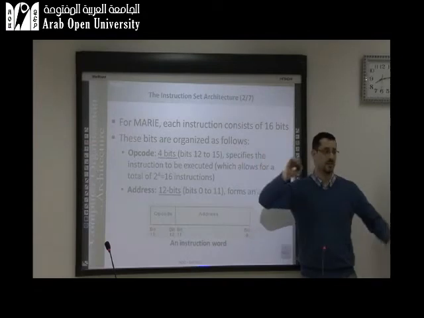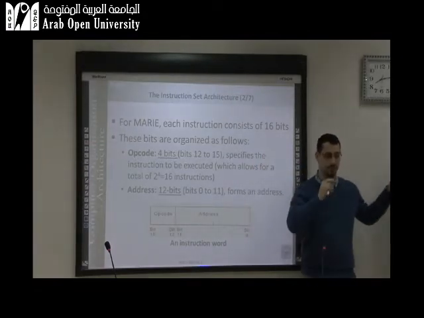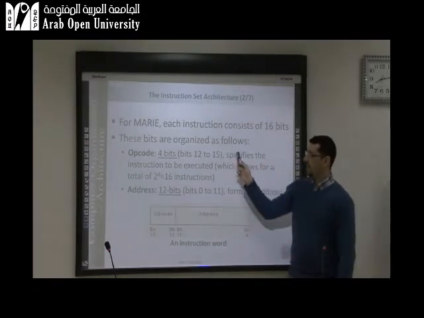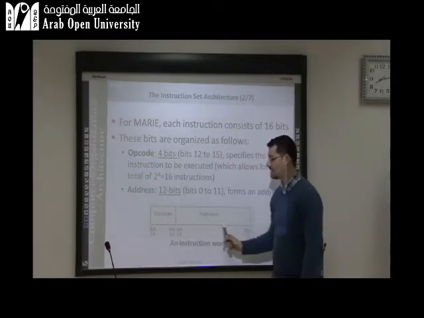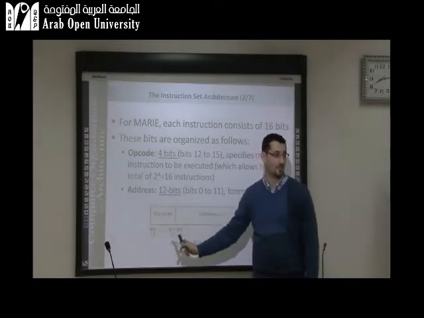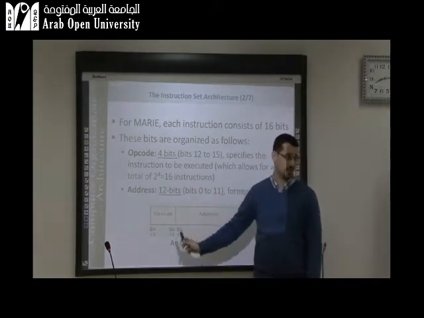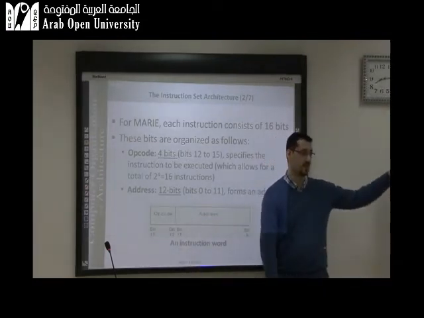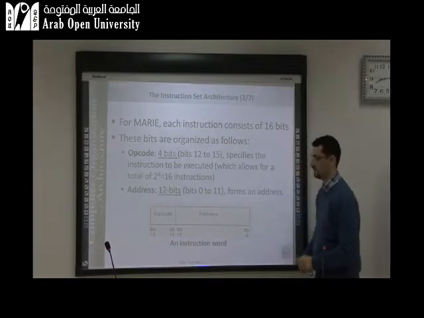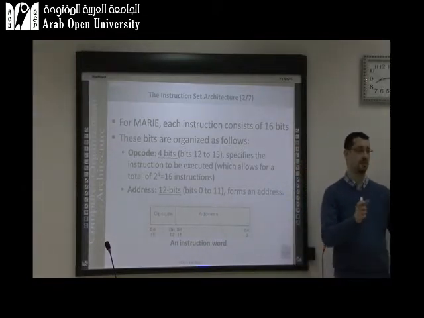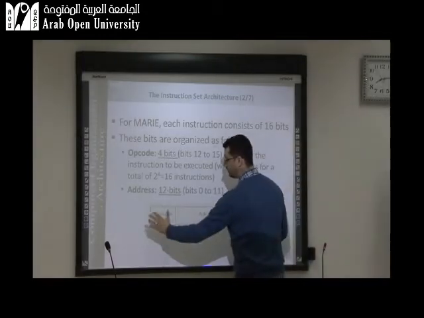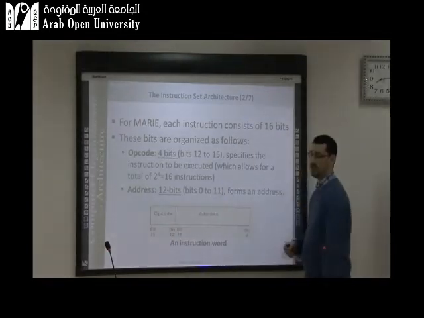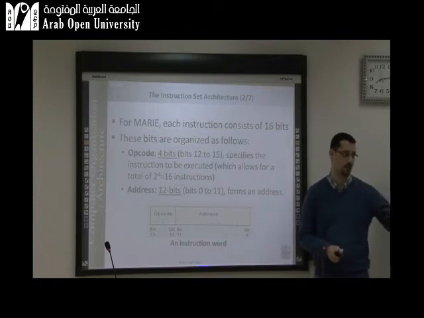For Marie, now what is the instruction set architecture for Marie? We've said that an instruction is a 16-bit instruction. So to represent an instruction, we have 16 bits. This instruction will be stored inside the main memory in one location. This instruction is divided into two main parts. The first part is called the opcode, and the second part is dedicated for the address of the operand.